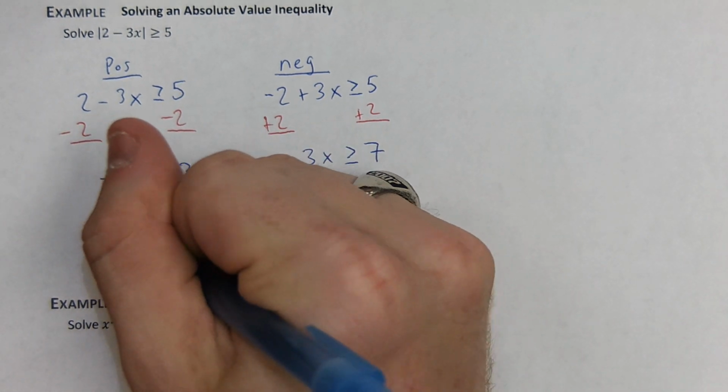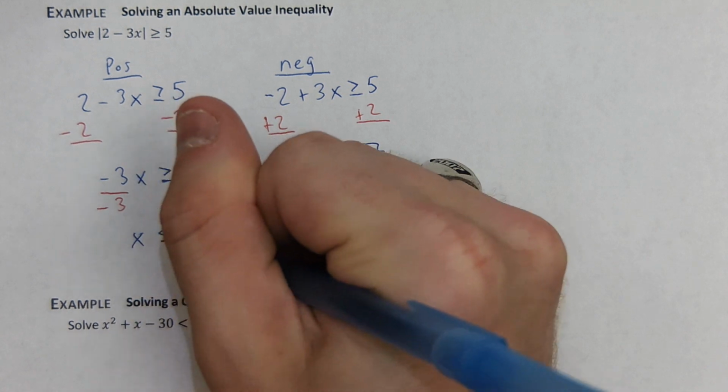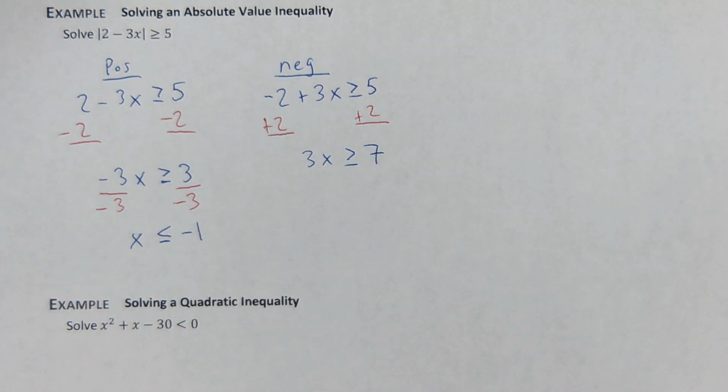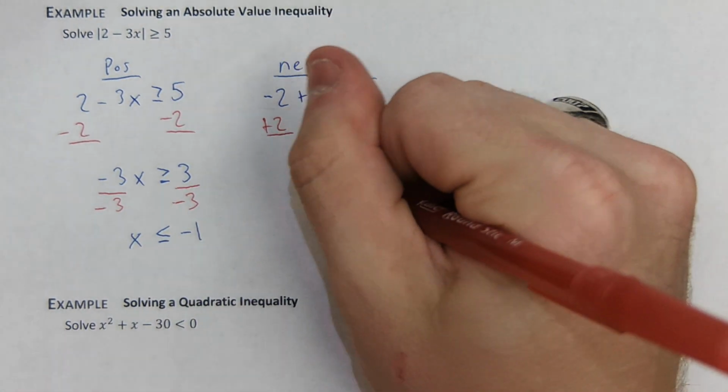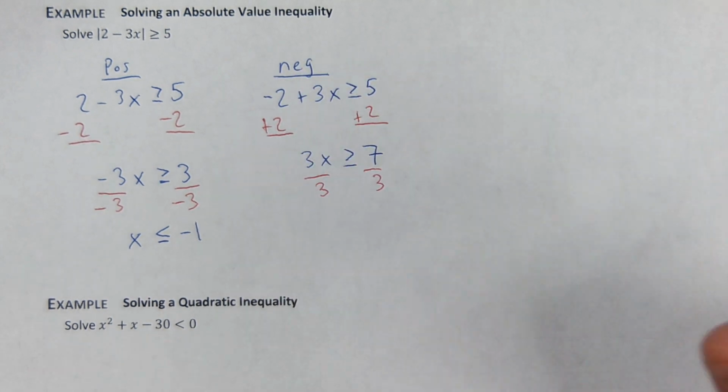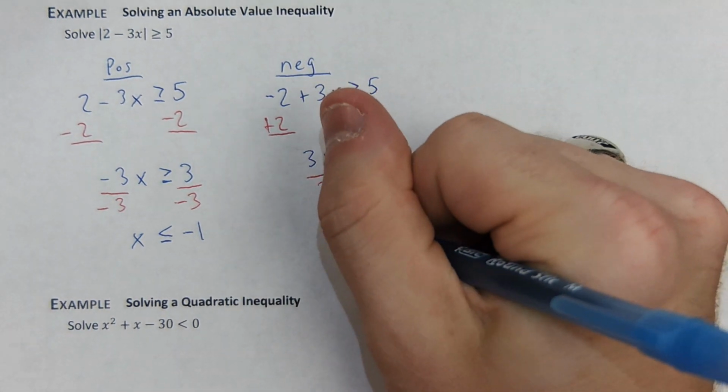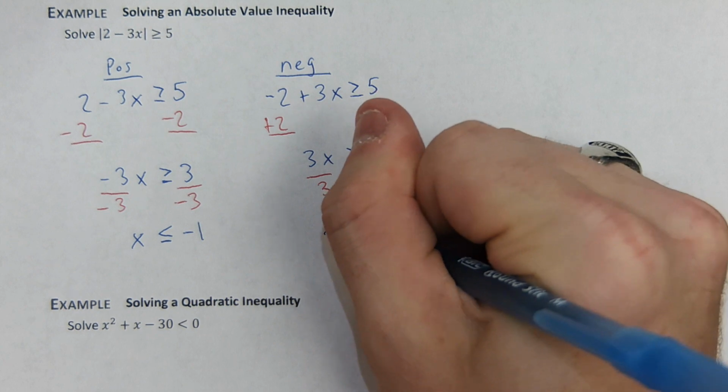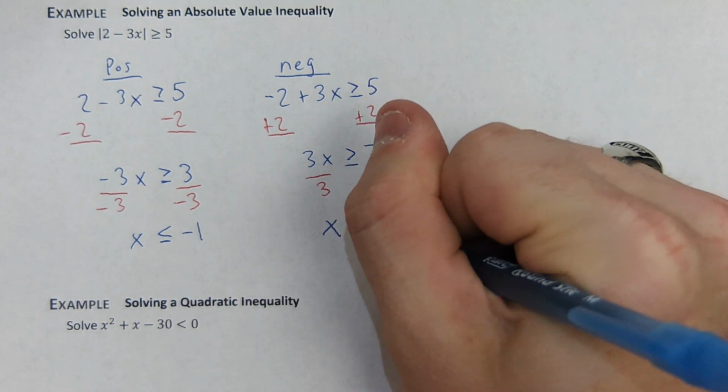What we get here is x is less than or equal to -1. And dividing by 3 here is just going to give us a fraction. Fractions are our friends. Do not panic. x is greater than or equal to 7/3.